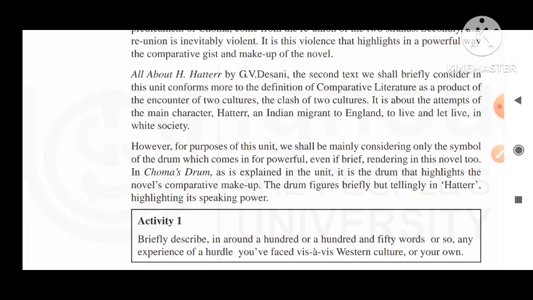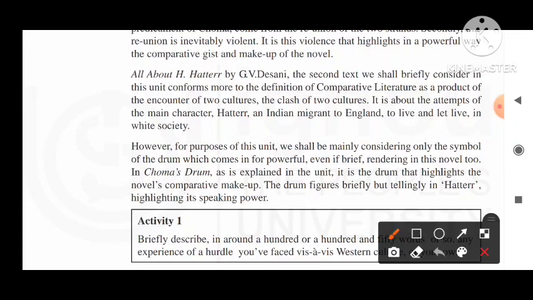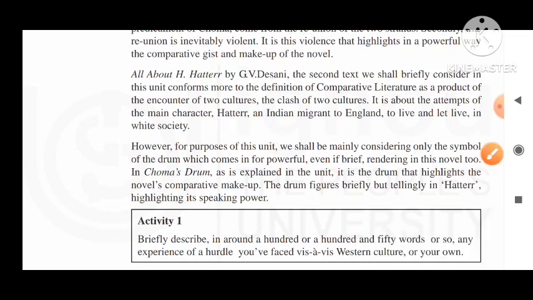Okay, so comparative literature as a product of the encounter of two cultures, the clash of two cultures. The attempts of the main character, Hatterer, an Indian migrant to England, to live and let live in white society. So you can note down the spelling of Hatterer. So here is the main key point: Hatterer, an Indian migrant to England, to live and let live in white society.